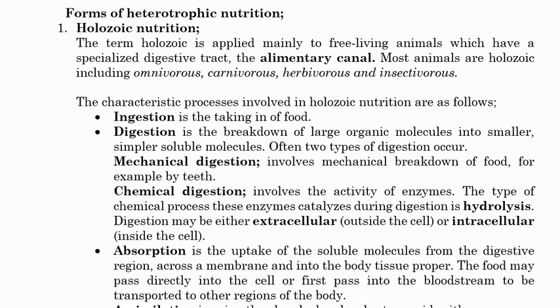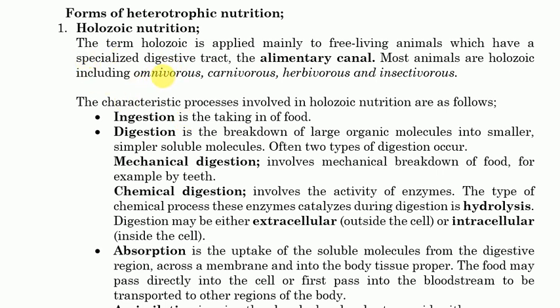Now let's jump to the forms of heterotrophic nutrition. We have about 3 to 4 forms of heterotrophic nutrition, as we shall discuss. The first form is holozoic nutrition. Kwenye holozoic nutrition, this is applied mainly to free living animals, which have a specialized digestive tract, which is called the alimentary canal. Most animals are holozoic, including omnivorous, carnivorous, herbivorous na insectivorous.